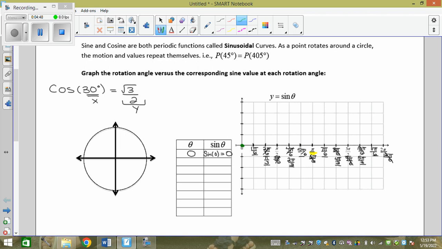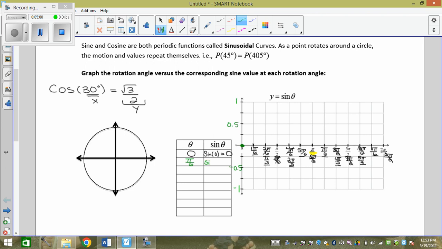What does my sine max out at? What does it min out at? So I can label this 1. I can label this 0.5. I can label this negative 0.5. And I can label this negative 1. So I have sine of 0. The next one I have to do is pi over 6.